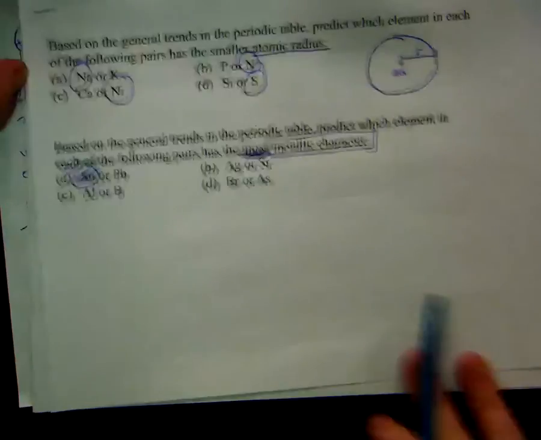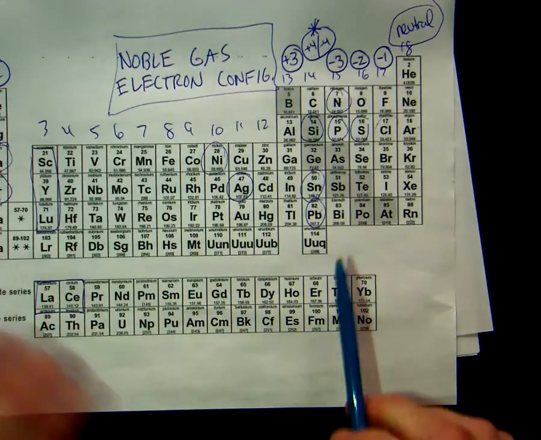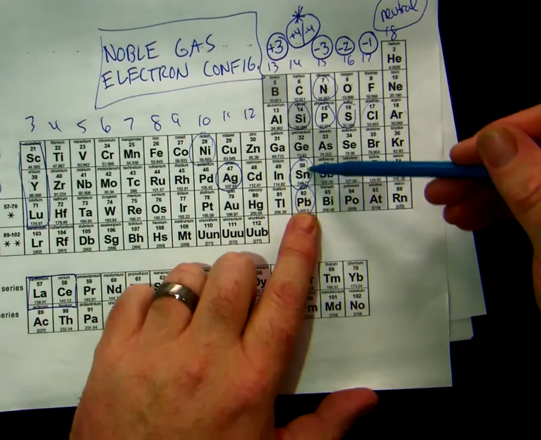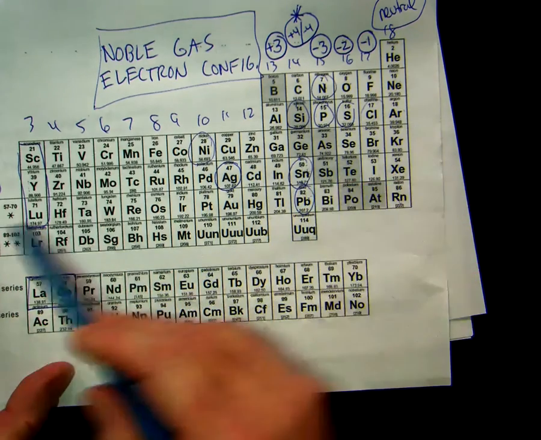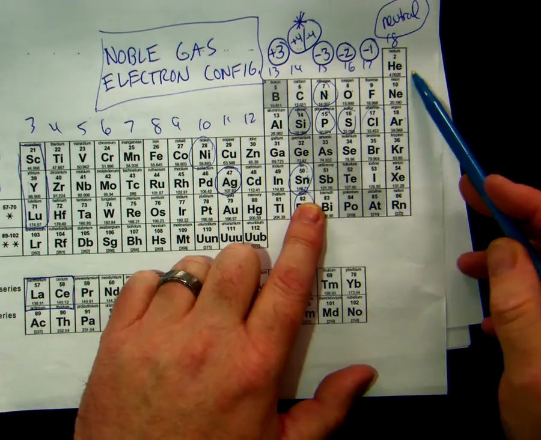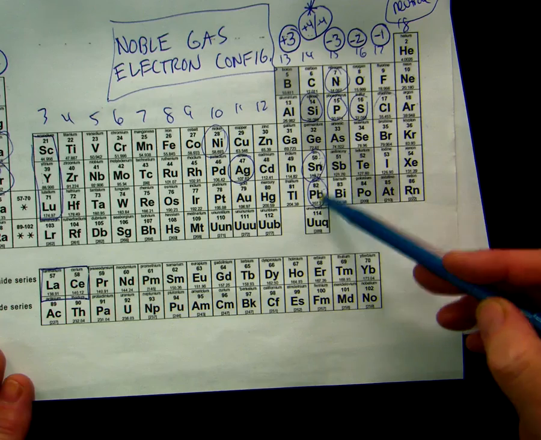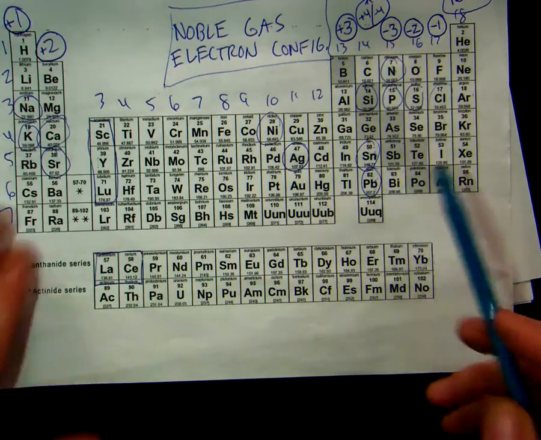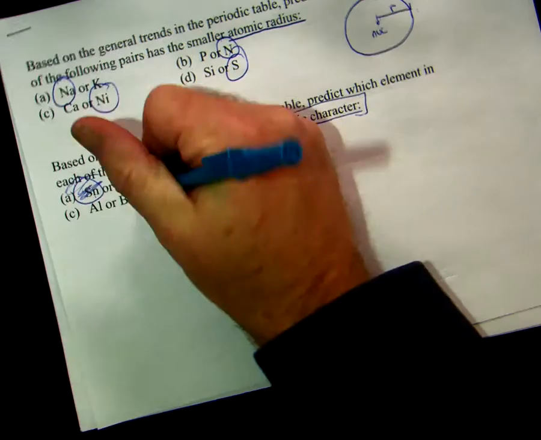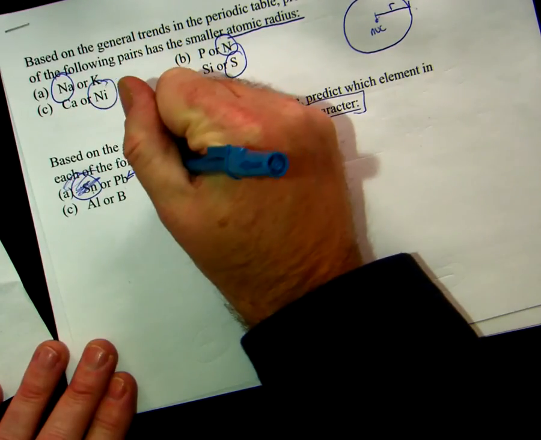So let's take a look here. Tin and lead. Remember, if you're down or to the left, you're more. If you're up and to the right, you're less. So which one has more metallic character? Lead, because it's more is down and to the left, so it is lower. So let me fix this. Lead has more metallic character.